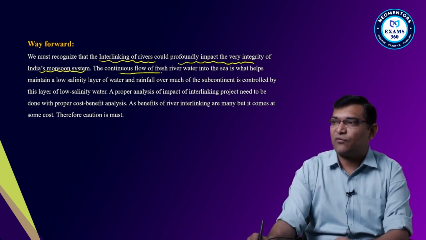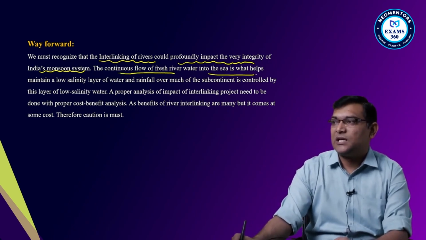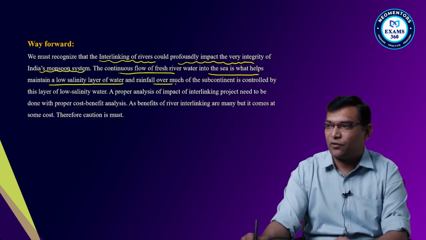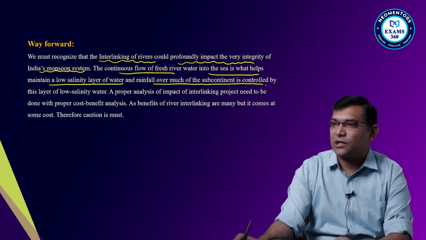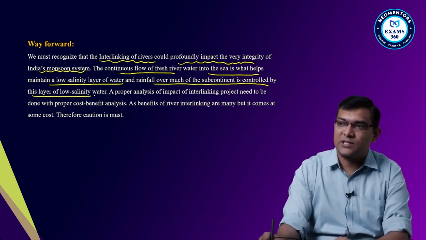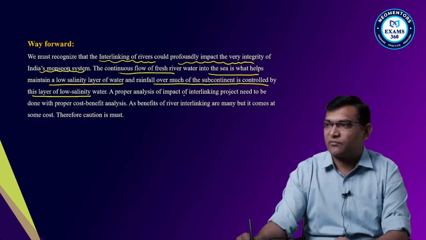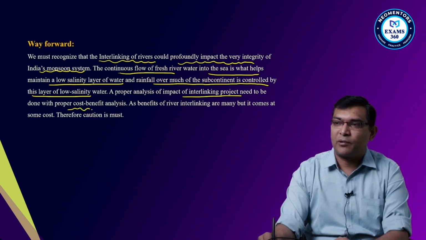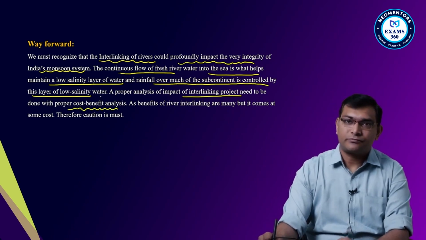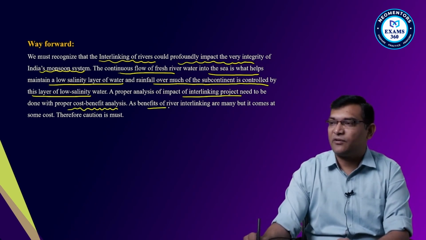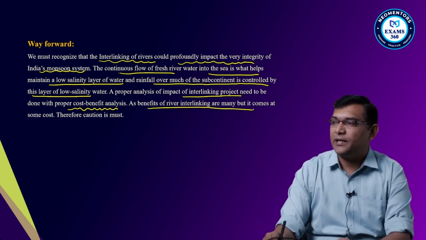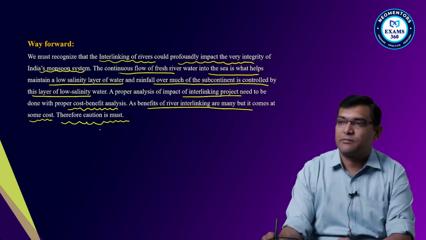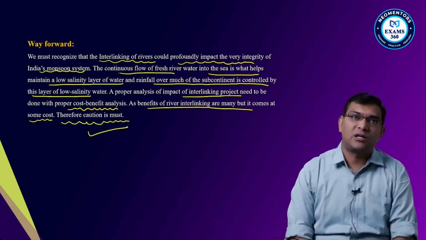The continuous flow of fresh river water into the sea is what maintains the low salinity layer of water, and rainfall over much of the subcontinent is controlled by this layer of lower salinity water. A proper analysis of the impact of interlinking needs to be done, with a proper cost benefit analysis. The benefits of river interlinking are many, but they come at a cost. Therefore, caution is a must. So this is about your things.